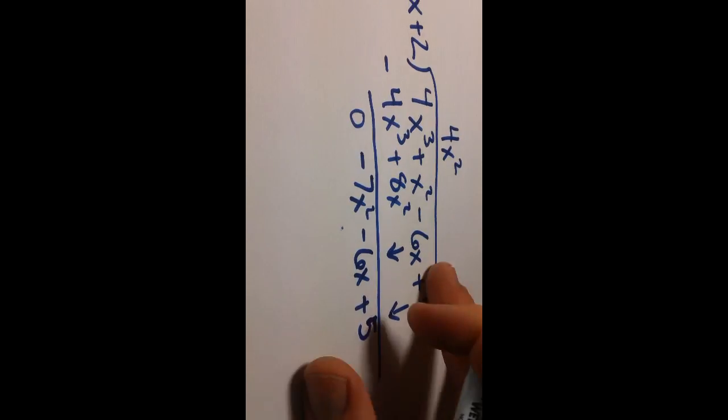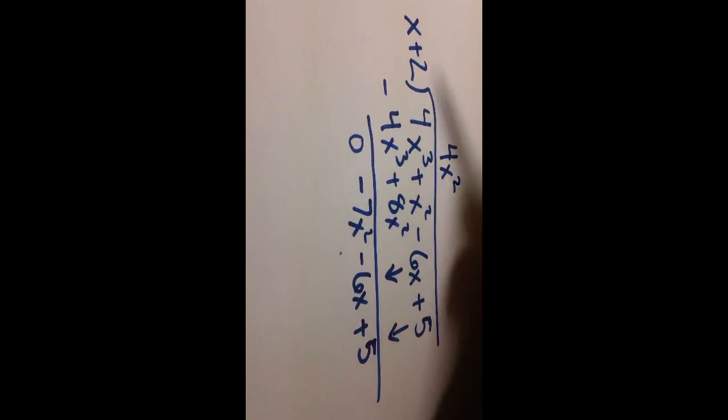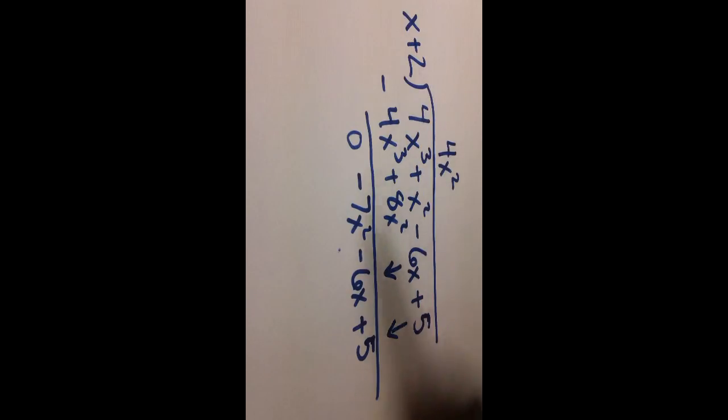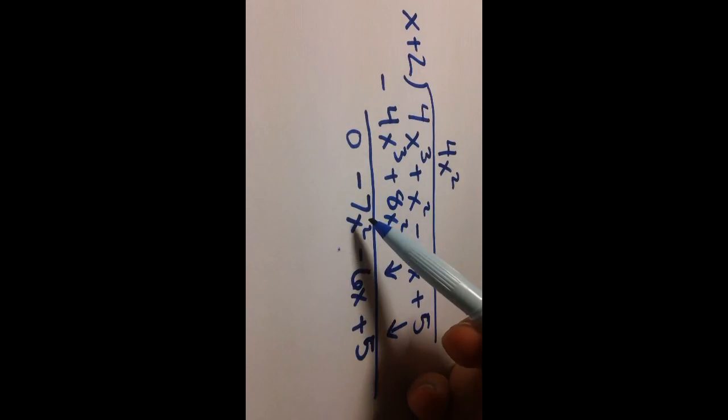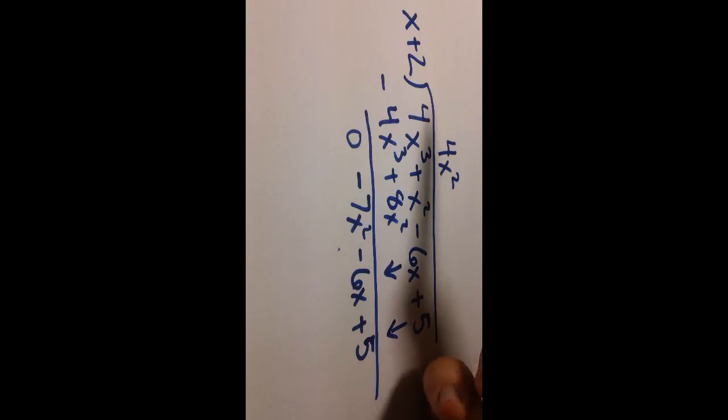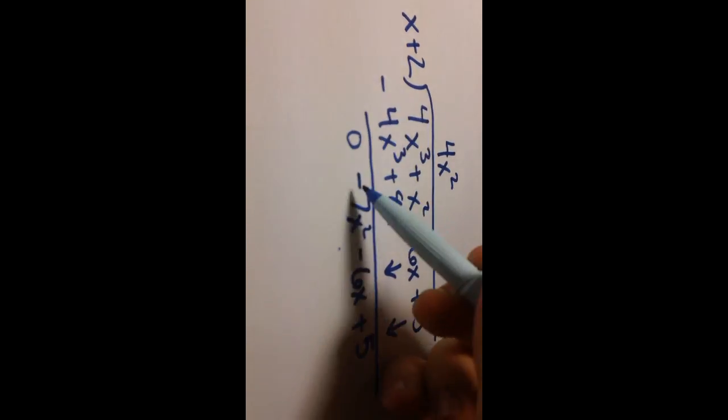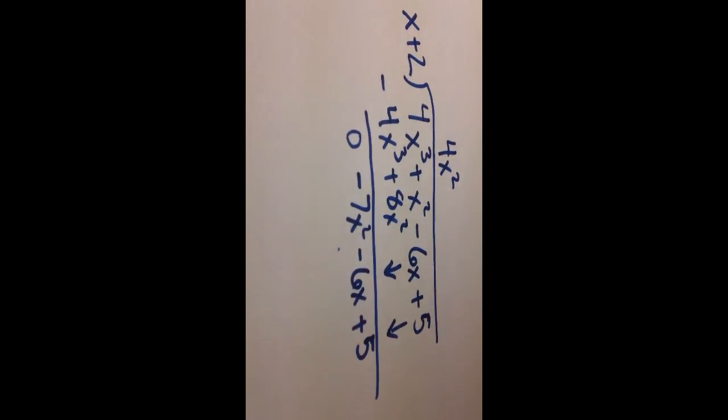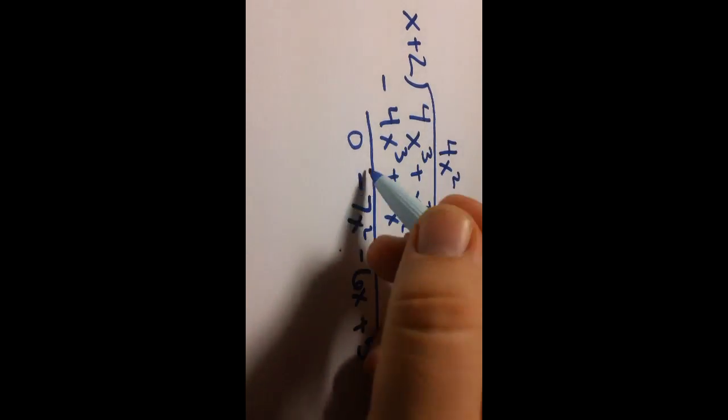Now what we need to do, yet again, just like before, we need to make the first term of our divisor match the first term of our new dividend. So we're going to have to turn x into negative 7x squared. Now we got to keep that negative right there.